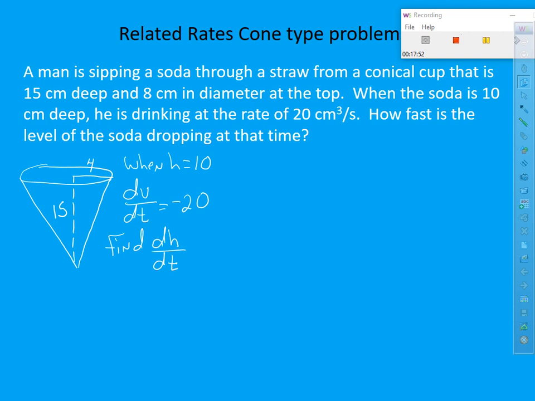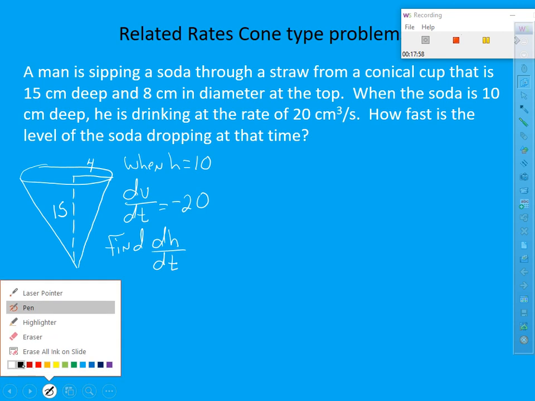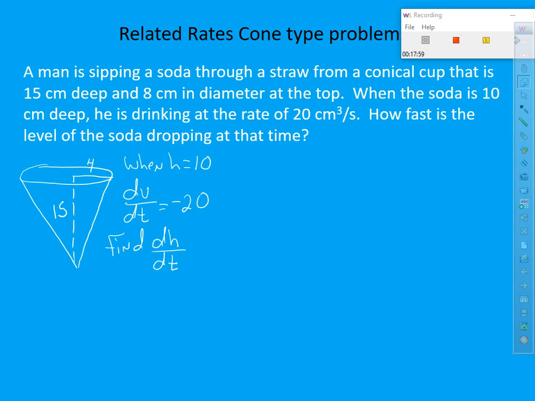Now, notice this. At no point within this problem were we given a relationship between the radius and the height. So we got to go get one real fast. So I'm going to say once again, the original radius is to the original height as the radius at any time is to the height at any time. Now, I'm going to cross multiply, so I've got 4h equals 15r.